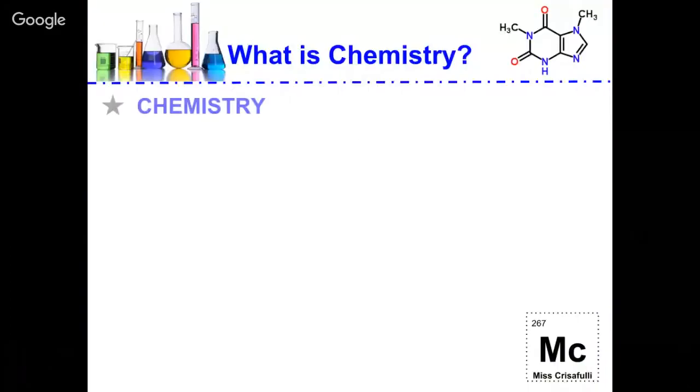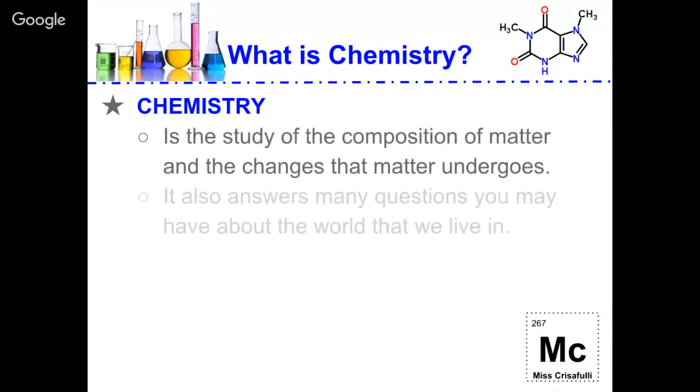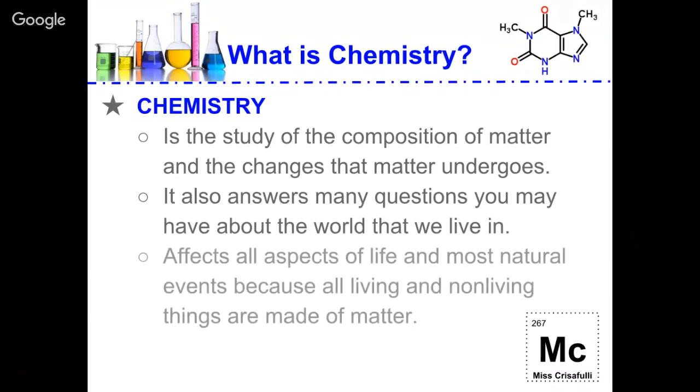So first of all, what is chemistry? Chemistry is defined as the study of the composition of matter and the changes that that matter will undergo. So it also answers many questions you may have about the world that we live in. And it affects all aspects of life and most natural events because all living and non-living things are made up of matter. But you might be asking, what is matter?